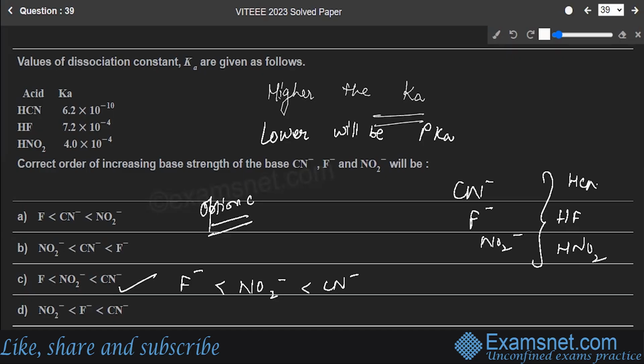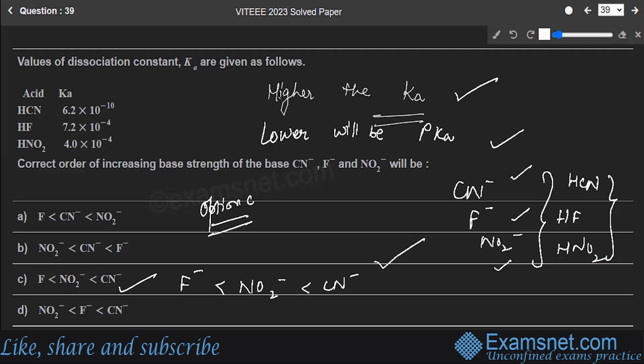I'm repeating the whole question. The higher the value of Ka, the lower will be the value of pKa. That is, the higher will be the acidic nature of it. Further, you are having CN minus, F minus, and NO2 minus. They are the conjugate bases of these acids. Therefore, the stronger the acid, the weaker will be the conjugate base.